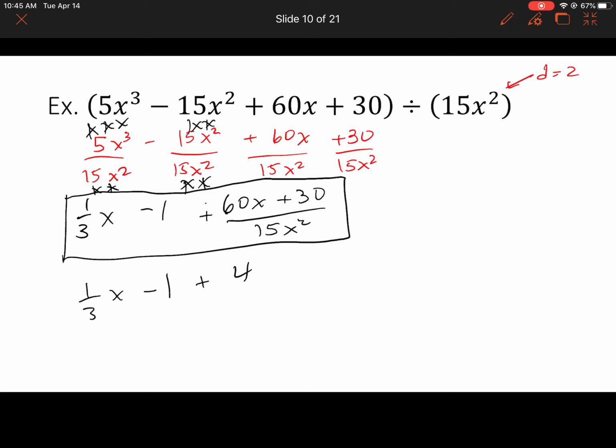X divided by x squared. Well, there's only one x on top. There's two x's at the bottom. Only one of them cancels out, and you're left with one x at the bottom. So we're going to leave that as the denominator.